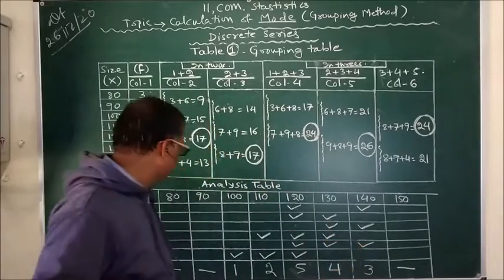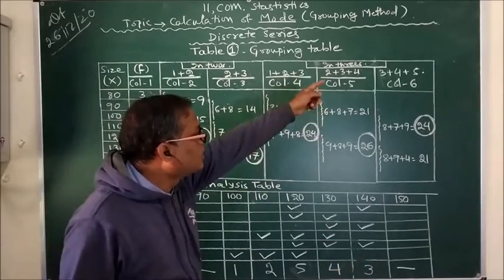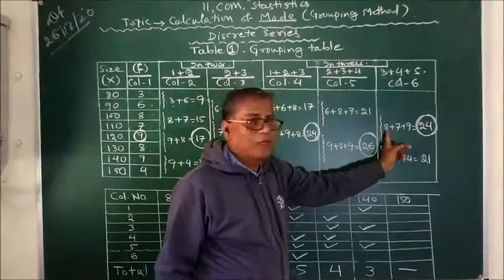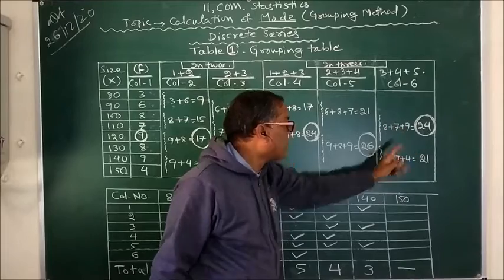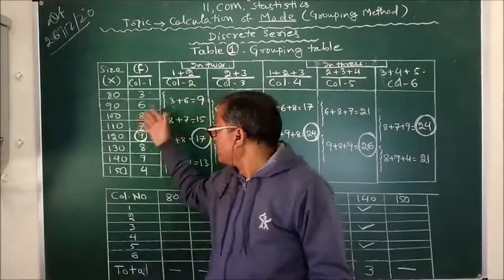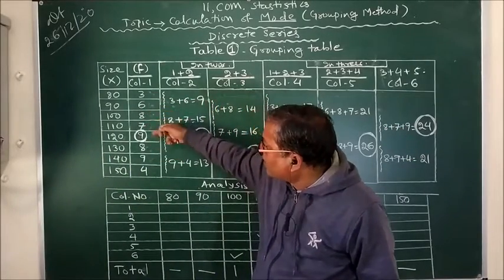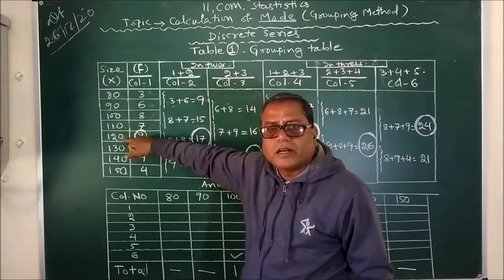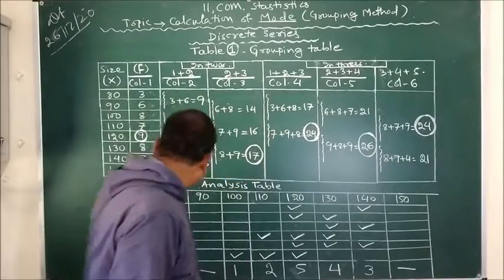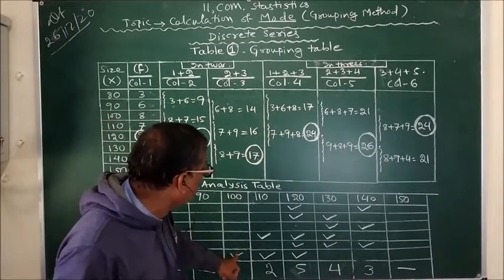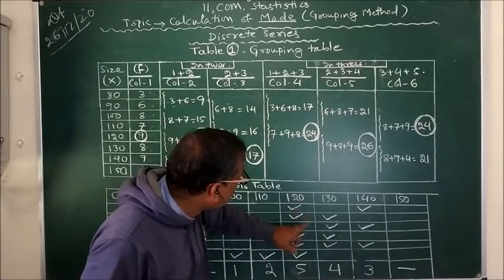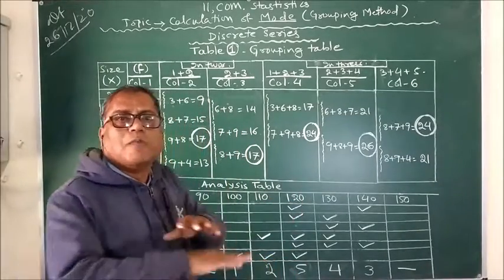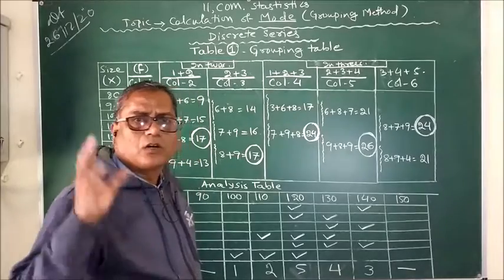I put 3 ticks. Then come to the last column, that is 3 plus 4 plus 5. Here the maximum value is 24 and the respective frequencies are 8, 7 and 9. Now come to the frequency column, 8, 7, 9. These 3 values, and their respective values are 100, 110 and 120. In the sixth column, 3 ticks I put. So this is how we completed the job of analyzing the groups.